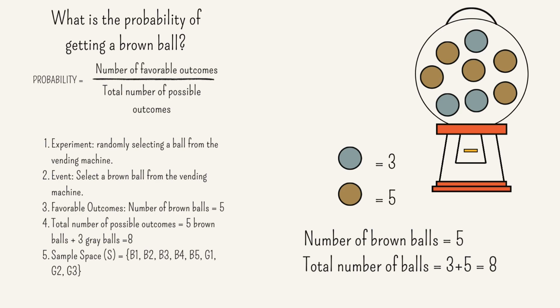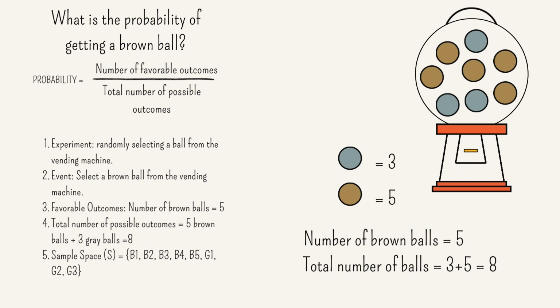Define the experiment. The experiment refers to the act of randomly selecting a ball from the vending machine. Define the event. The event in this case is selecting a brown ball from the vending machine. Identify favorable outcomes. Determine the number of brown balls in the vending machine. In this case, there are 5 brown balls.